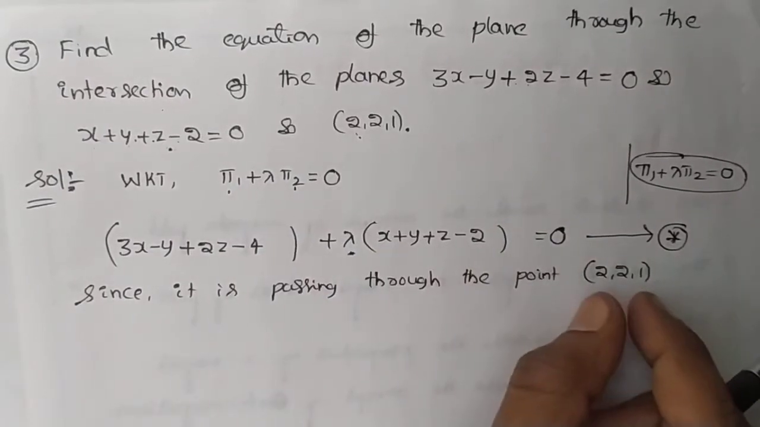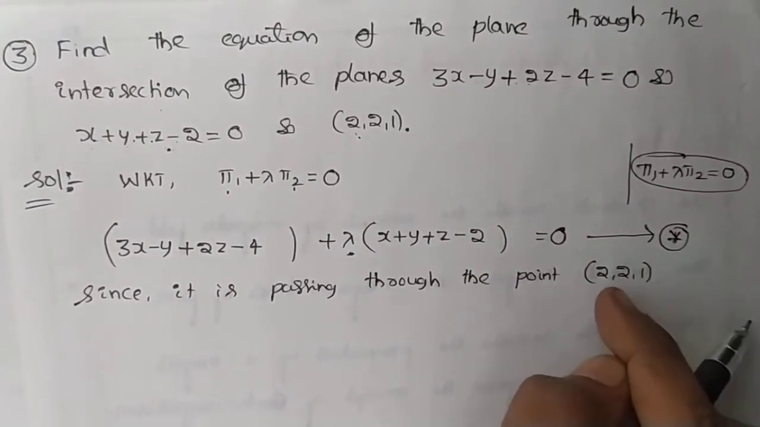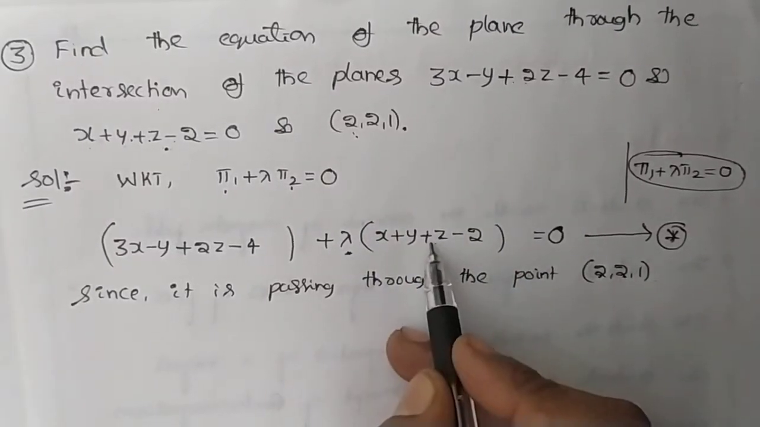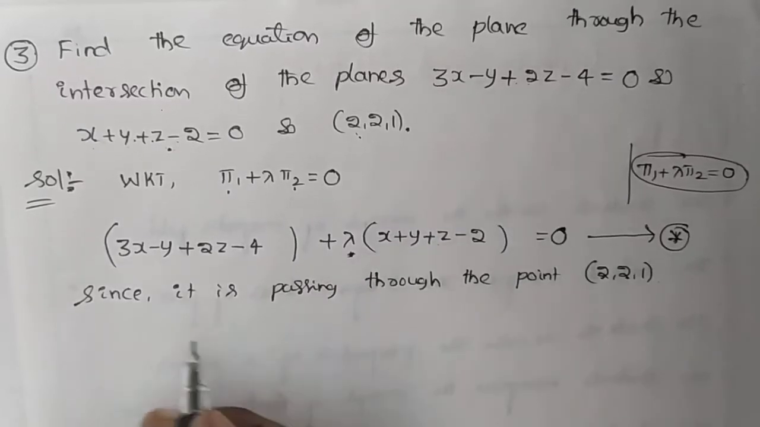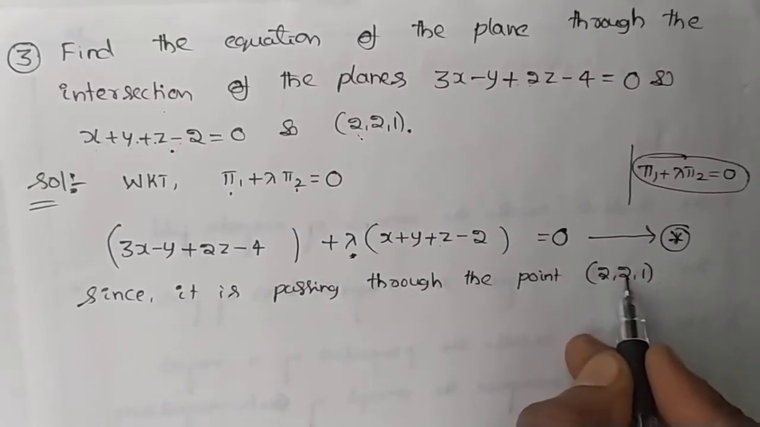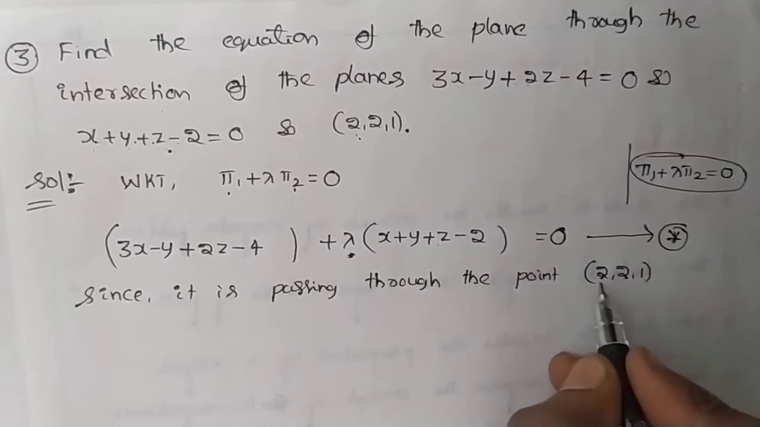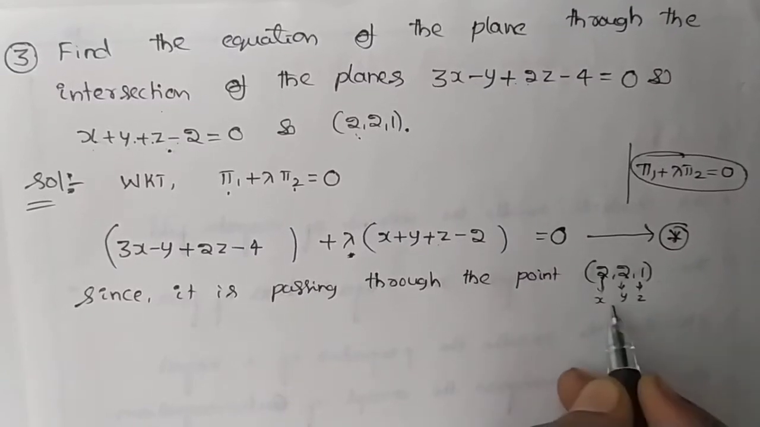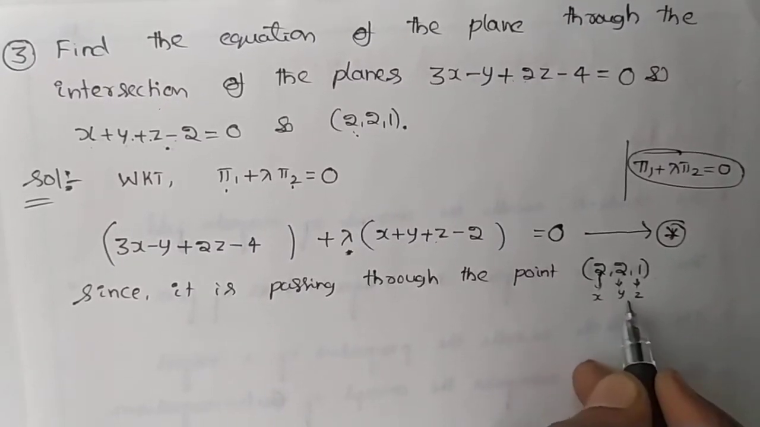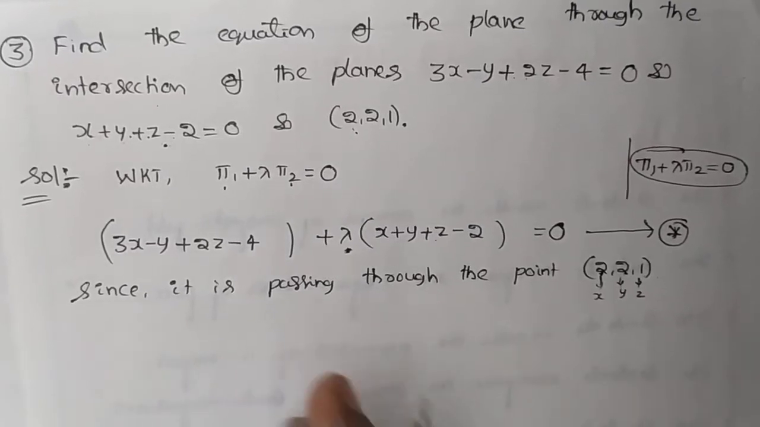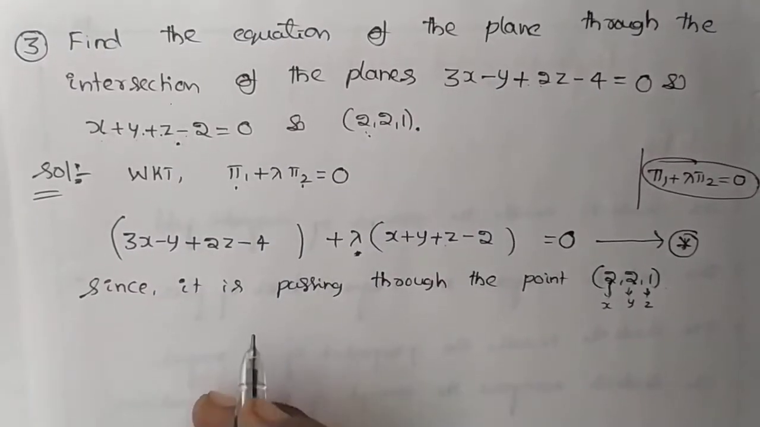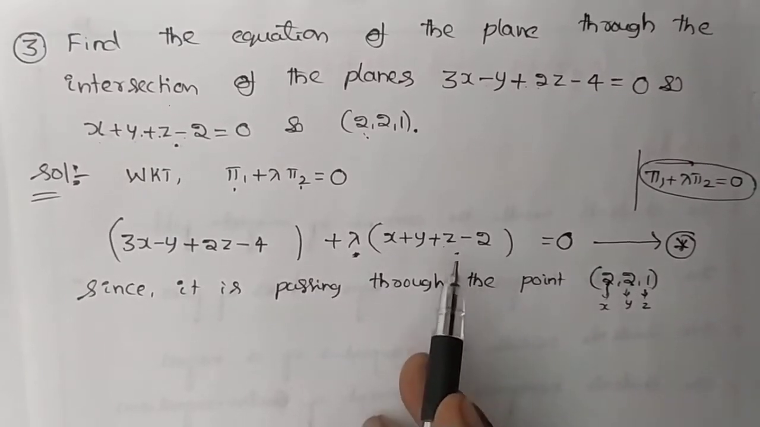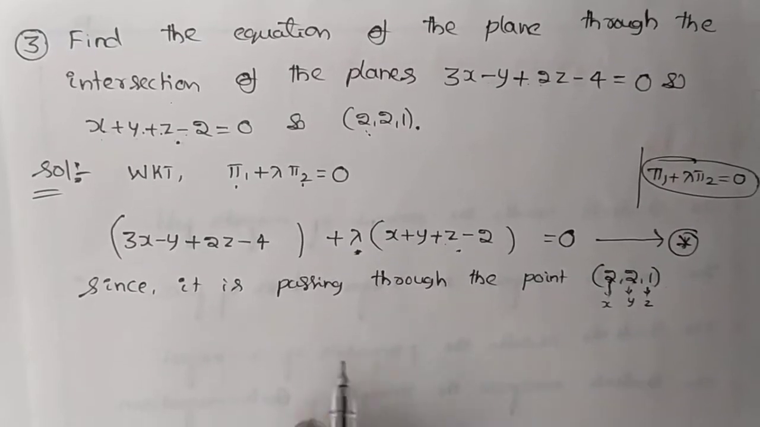If it is passing through this point, we have to substitute this point in this equation. Let us substitute this point in this equation. Then we will get the value of lambda. In place of x, 2; in place of y, 2; in place of z, 1. You just substitute the values of x, y, z in this equation. Finally, we will get the value of lambda. After that, we have to substitute that value of lambda in this equation star. That will become the required equation of the plane.